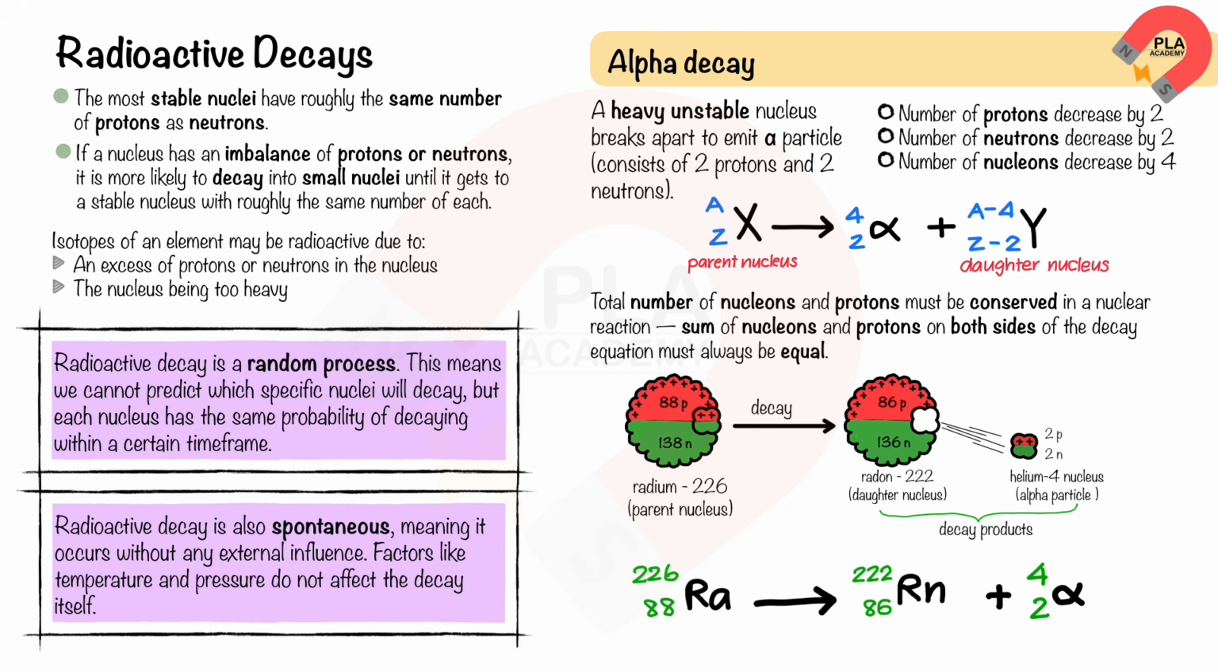During alpha decay, the top numbers balance on both sides of the equation. 226 is equal to 222 plus 4. So the nucleon number is conserved. The bottom numbers balance on both sides of the equation. 88 is equal to 86 plus 2. So the proton number is conserved. A new element is formed, with an atomic number 2 less than before. The mass number is 4 less than before.